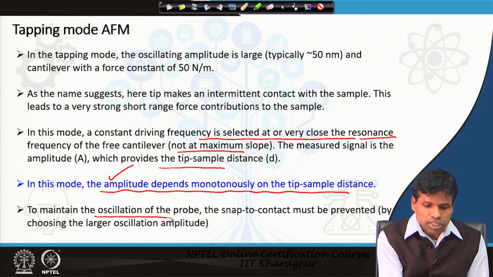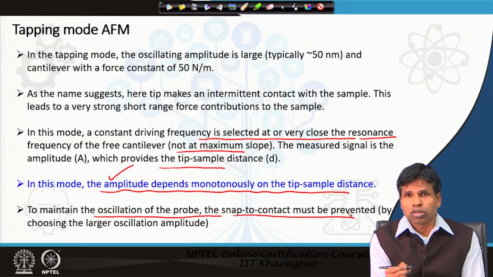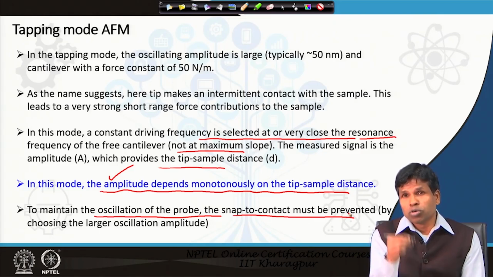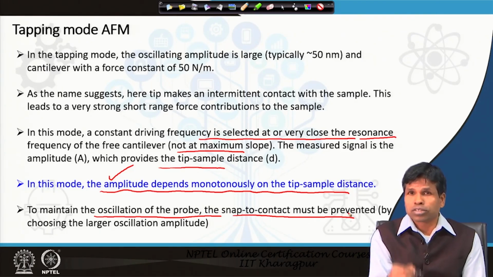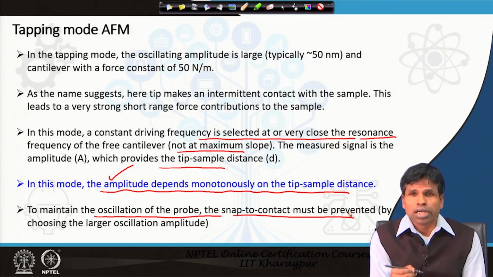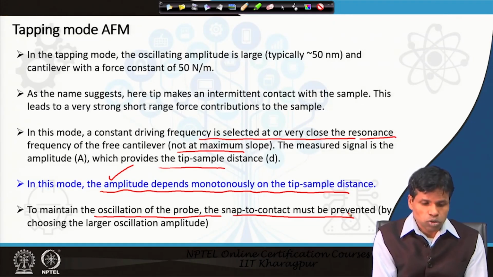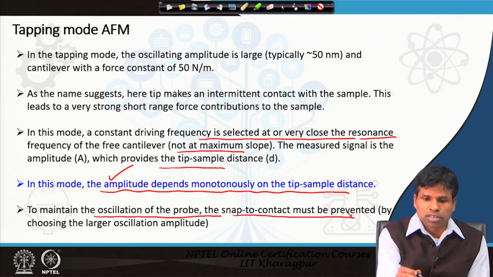To maintain the oscillation of the probe, the snap to contact must be prevented. It must be noted that the tip should not go and get stuck to the sample surface. Thereby we use large oscillation amplitude. With a large oscillation amplitude, even if the tip comes close to the sample surface, it has almost negligible chance to get stuck to the sample, or for snap to contact to happen. Snap to contact does not happen because of the larger oscillation amplitude.